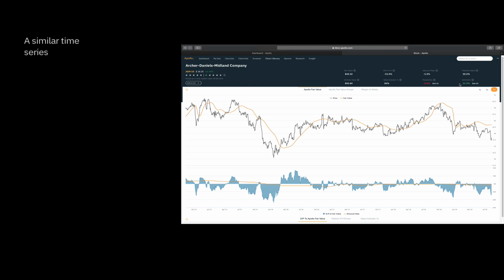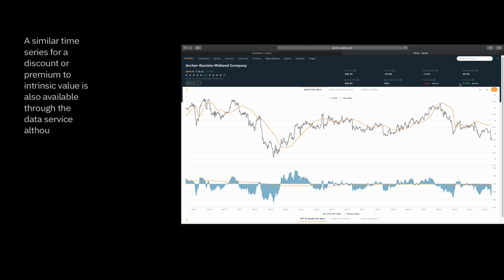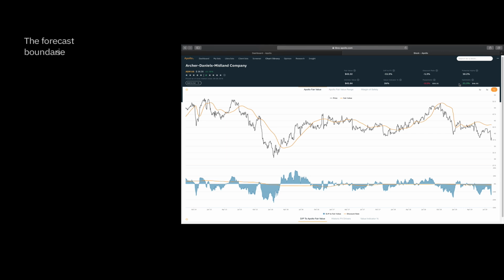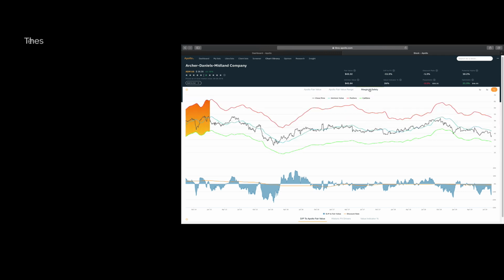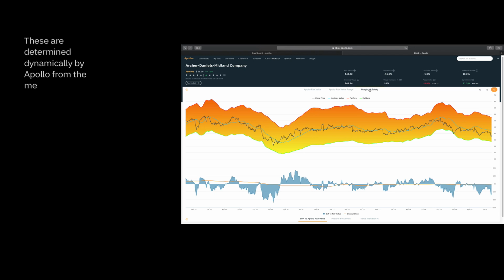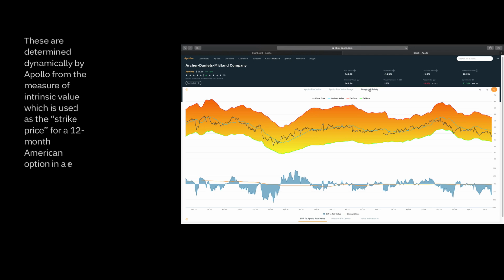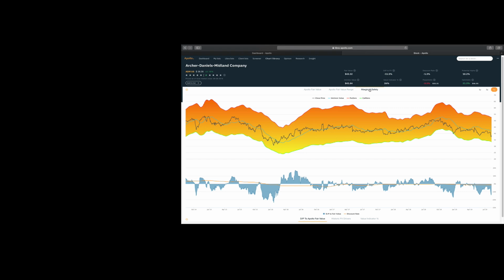A similar time series for a discount or premium to intrinsic value is also available through the data service, although it is not explicitly shown on the Apollo front end. What we can see, though, are the forecast boundaries of the likely risk-reward price range, otherwise known as the margin of safety. These are determined dynamically by Apollo from the measure of intrinsic value, which is used as the strike price for a 12-month American option in a real options pricing model.